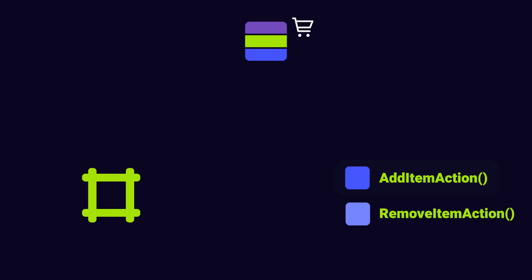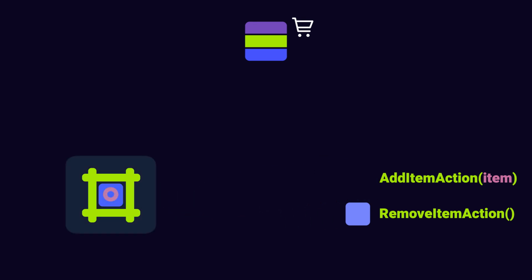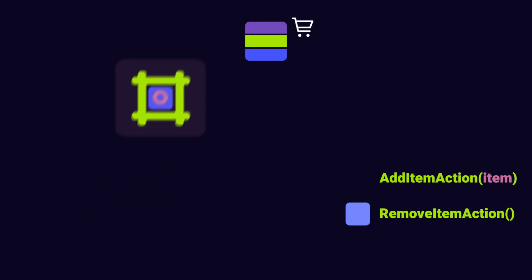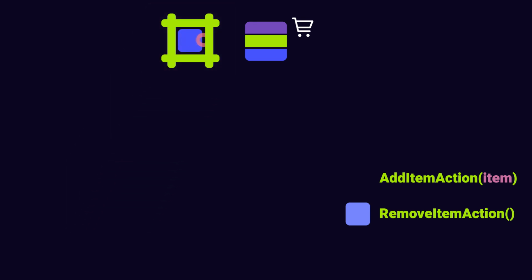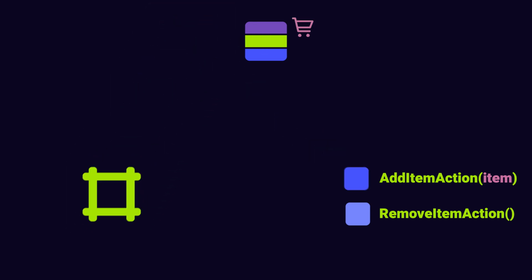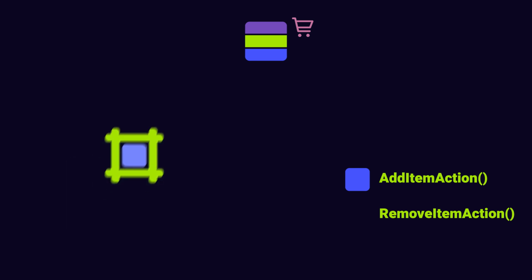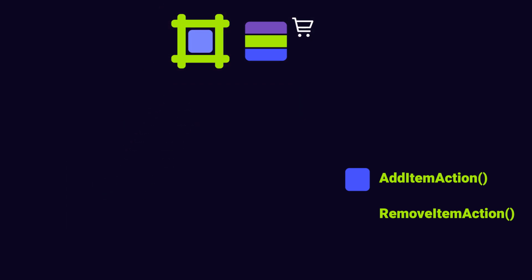In practice, to add an item to the cart, we will dispatch the add item action, passing the item data as a parameter. Dispatch then sends this action to the reducer. The reducer receives the action, performs the necessary operation, and updates the cart by adding the item. Similarly, we can dispatch the remove item action to remove an item from the cart. The reducer, upon receiving this action, removes the specified item from the cart.